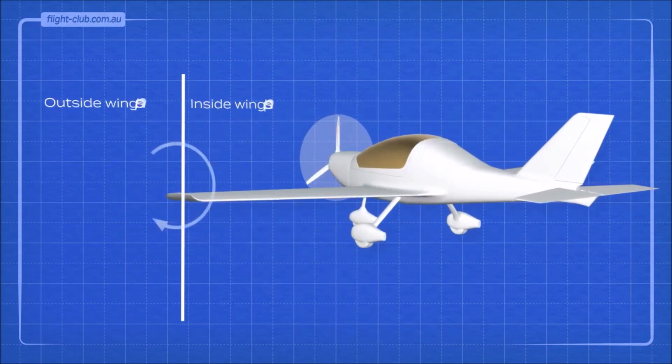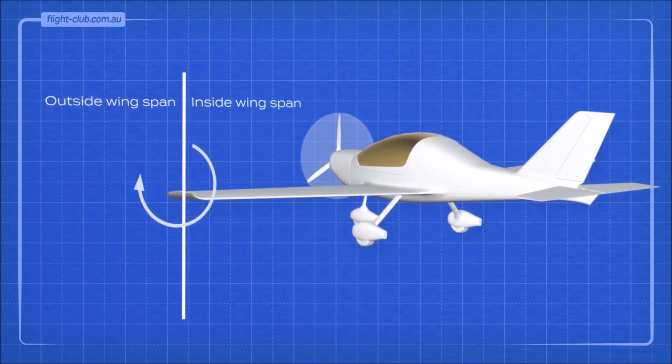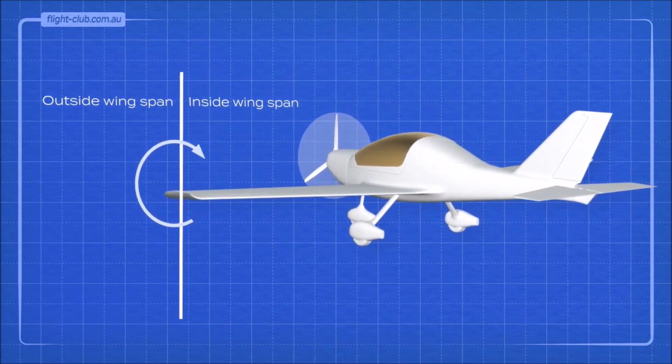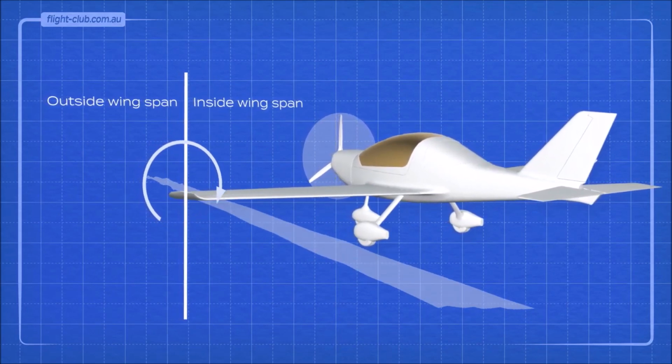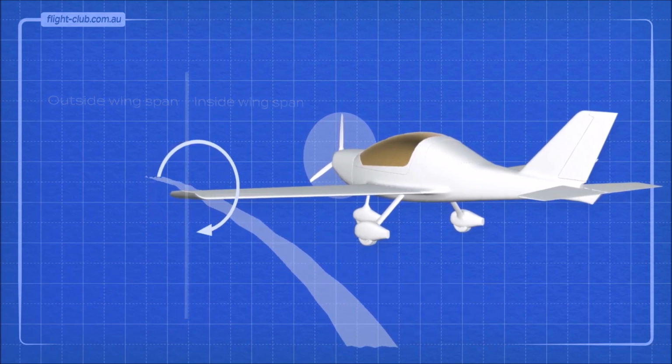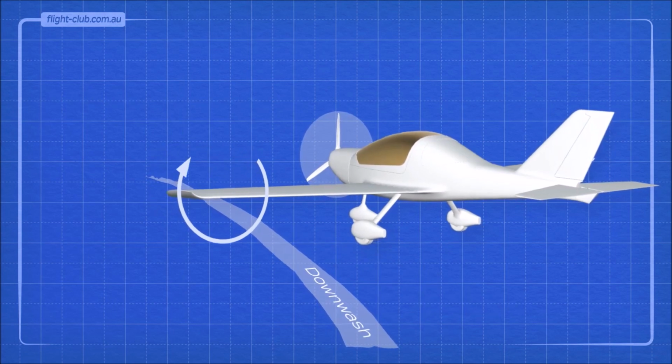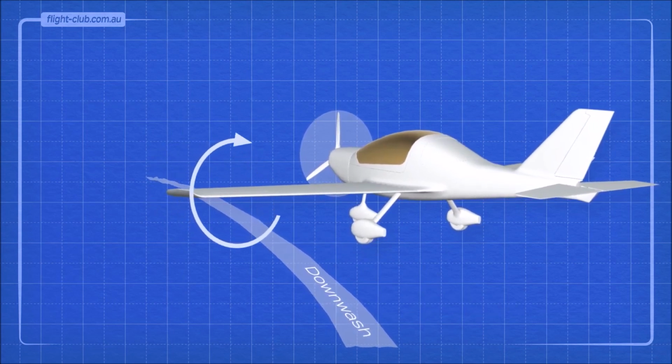The upward flow of the vortex is outside the span of the wing, but the downward flow is inside the span, behind the wing. The downward flow of the vortex deflects the relative airflow further down. This is called downwash.